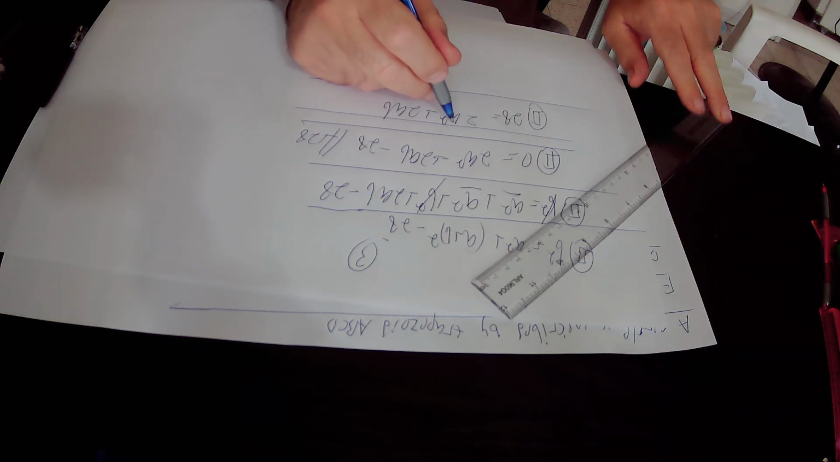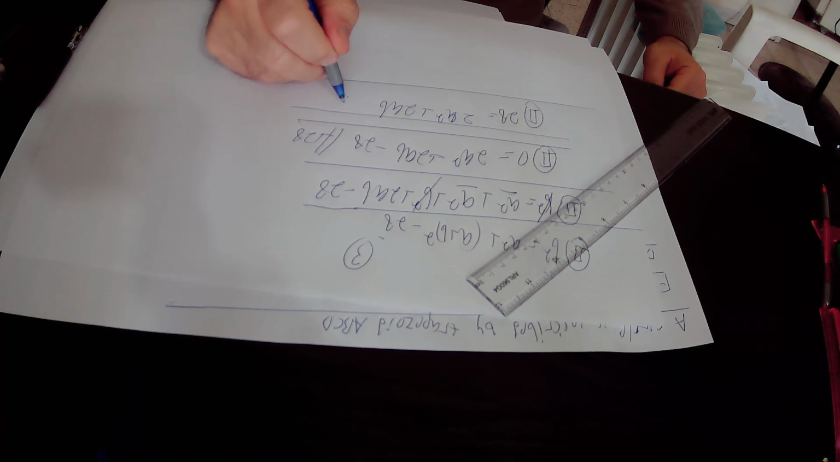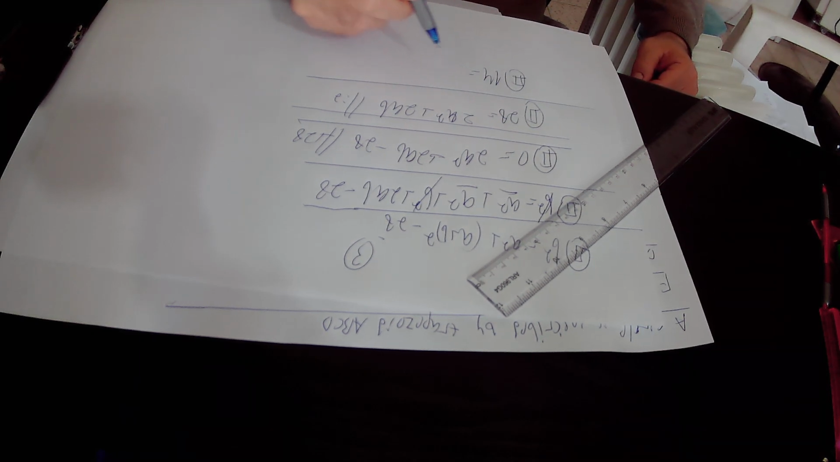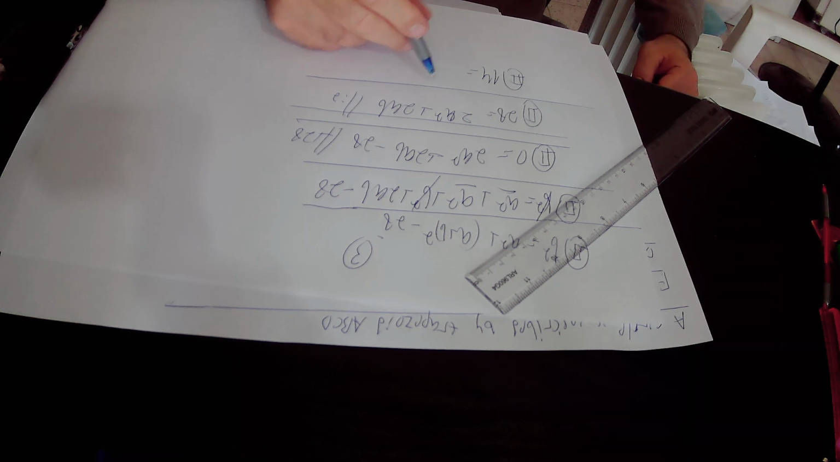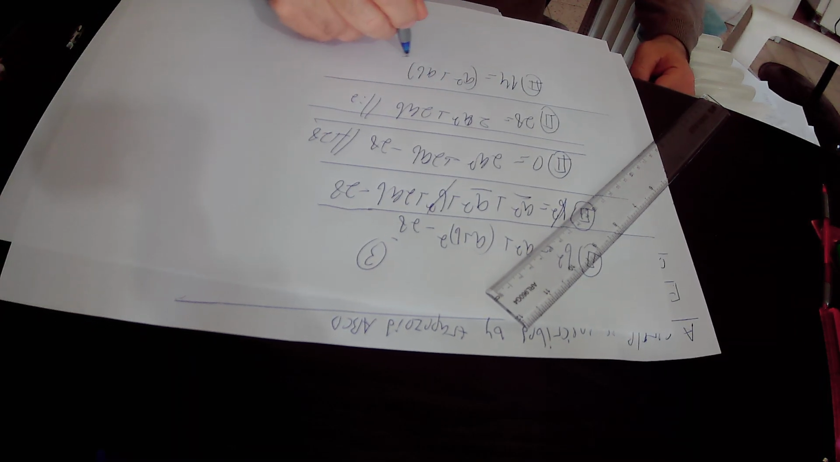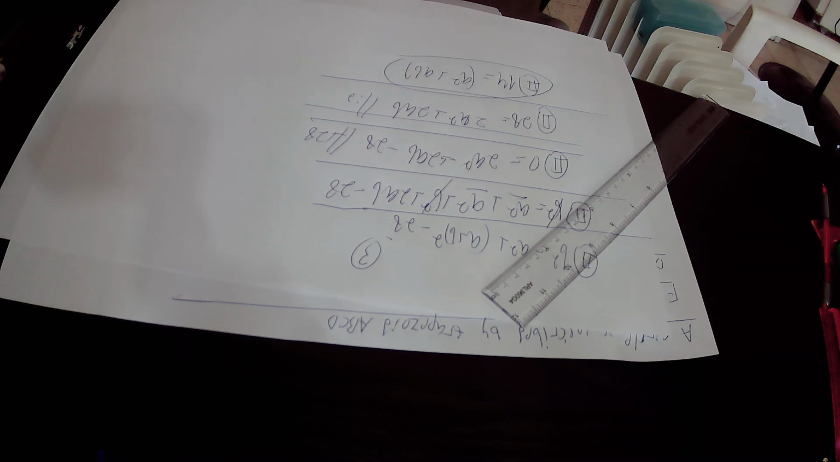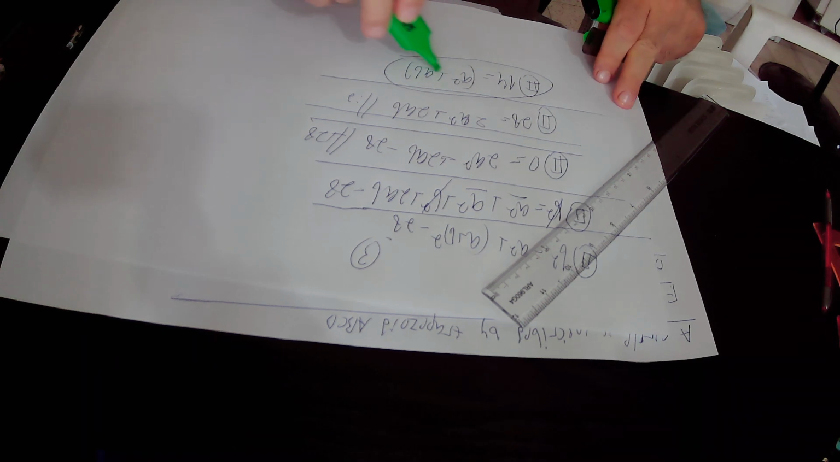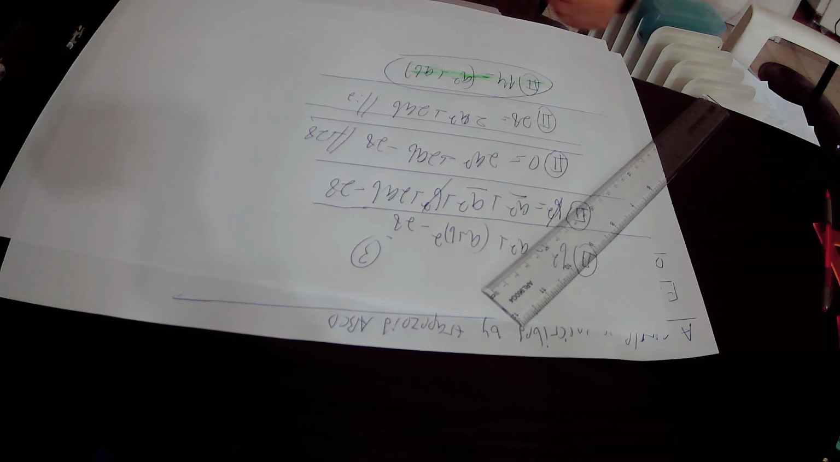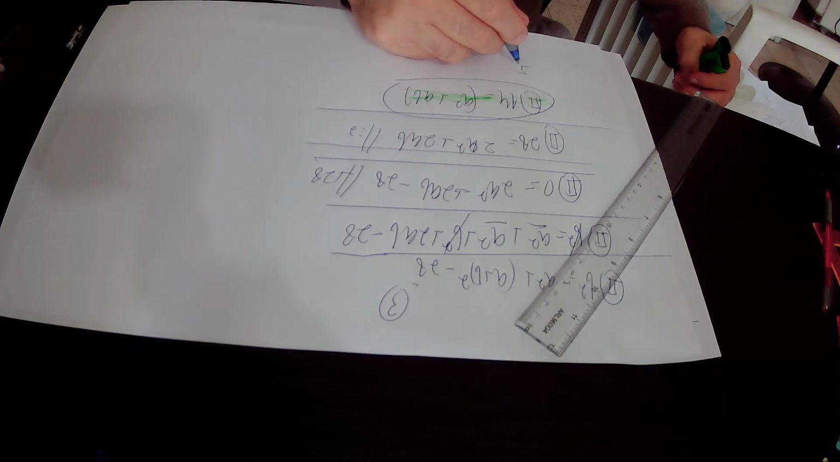Here we divide equation 2 by 2, and finally we get that according to equation 2, 28 over 2 is 14, and it equals 2a squared over 2, which is a squared, plus 2ab over 2, which is ab. So in conclusion, according to equation 2, 14 equals a squared plus ab.